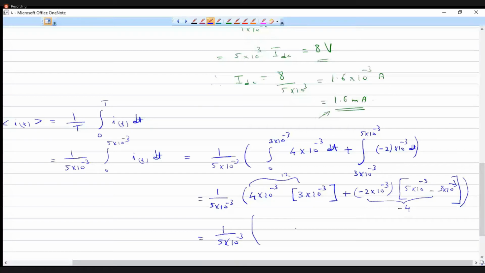So 12 minus 4 is 8, and the multiplying factor is 10 power minus 3 into 10 power minus 3. So it will be 10 power minus 6. Okay, so I have 8 into 10 power minus 6 inside the bracket. So 8 by 5 is equal to 1.6 into 10 power 3, and this 10 power minus 6 will get cancelled. So I will have 10 power minus 3 ampere. Or in terms of milliampere, this is equal to 1.6 milliampere.